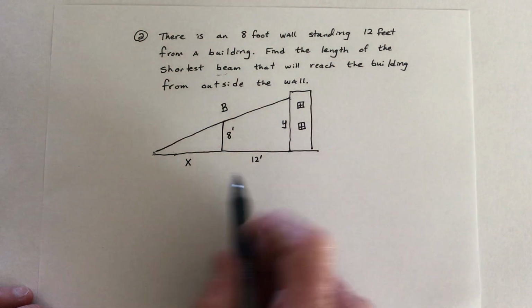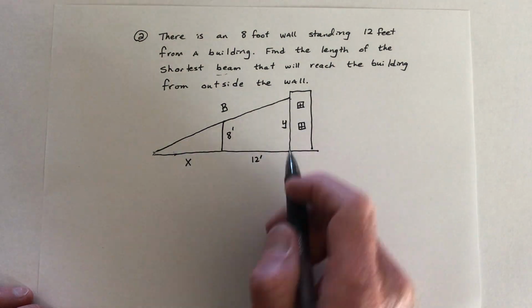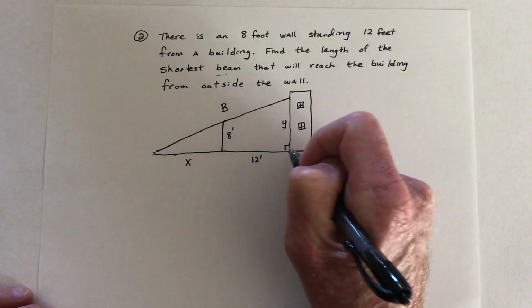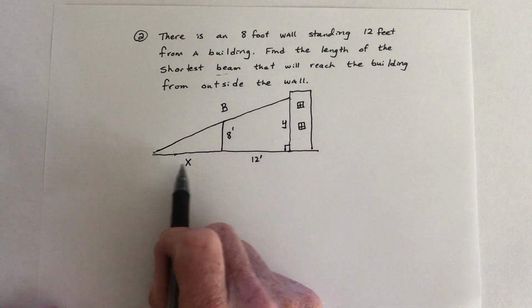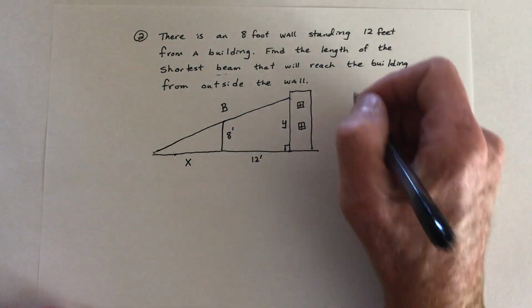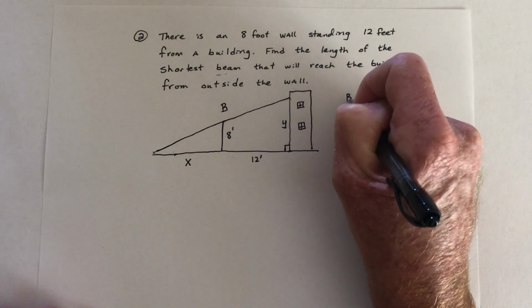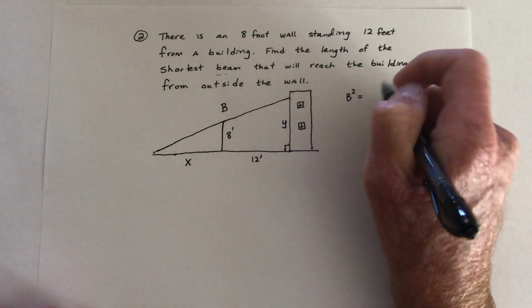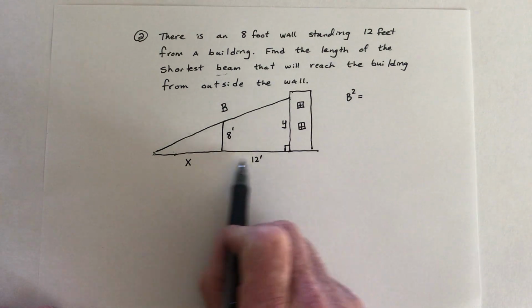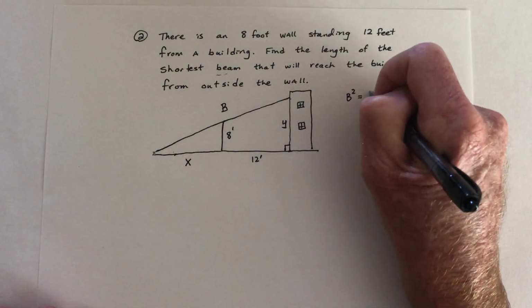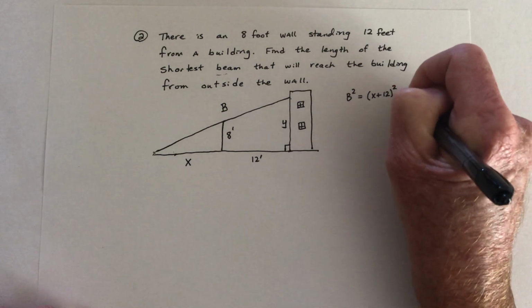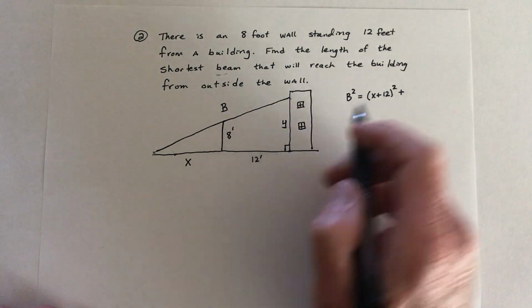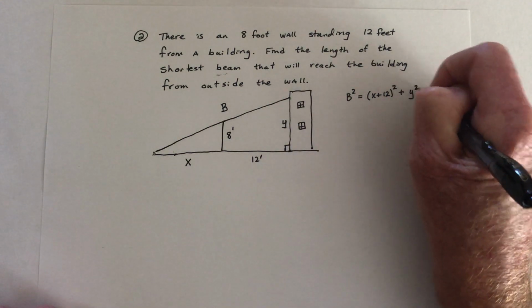And then this is a right triangle, assuming that this building is standing upright, not like the Leaning Tower of Pisa or something. So this is a right triangle, which means I could use the Pythagorean Theorem. So b squared is equal to, now this side on the bottom is actually x plus 12. And then this leg is y, so that's going to be y squared.